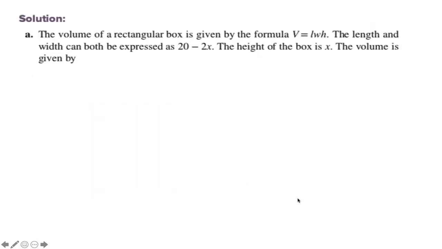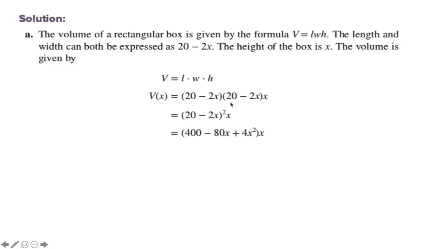And so to get the volume, we take the base, length times width, times height. So the length is 20 minus 2x, the width is 20 minus 2x, the height is x. If I multiply this out, this is 20 minus 2x squared. If I use that trick I saw earlier with squaring, 20 squared, minus 2x squared is 4x squared, and then minus 2x times 20 doubled is negative 80x. And then finally distribute this x, which will give you this term. And so notice this is a polynomial that represents the volume of the box, where x is how much we cut out.